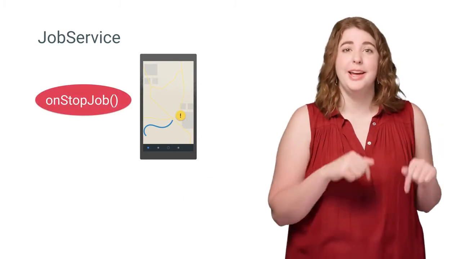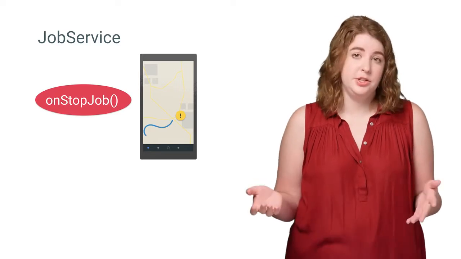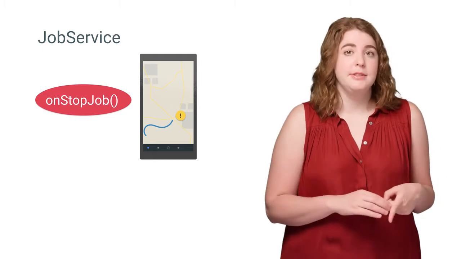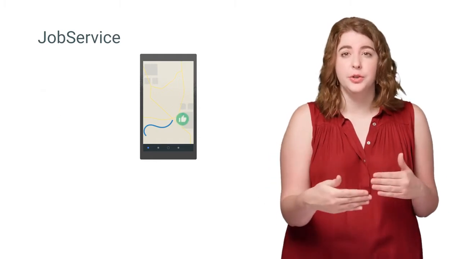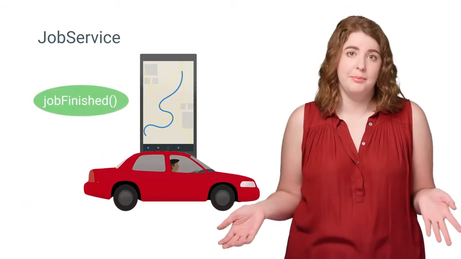onStopJob is called by the system if your job is canceled before being finished, perhaps because the conditions are no longer being met, like the device has been unplugged. So use this for safety checks and cleanup, and then return true if you'd like the system to reschedule the job, or false if it doesn't matter and the job will be dropped.